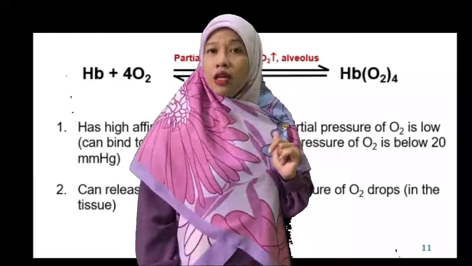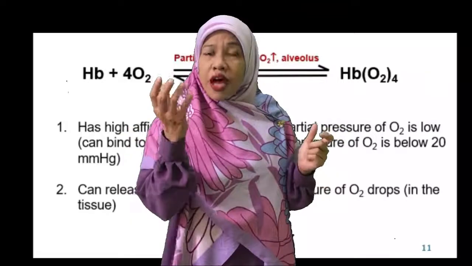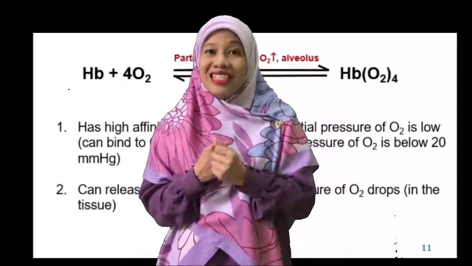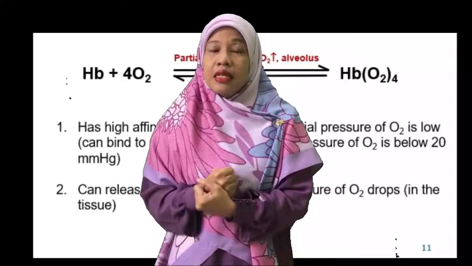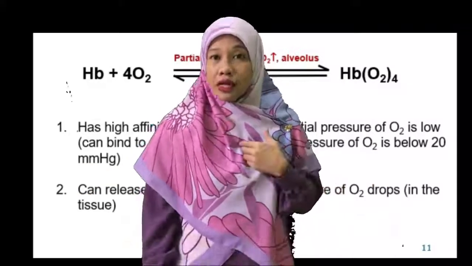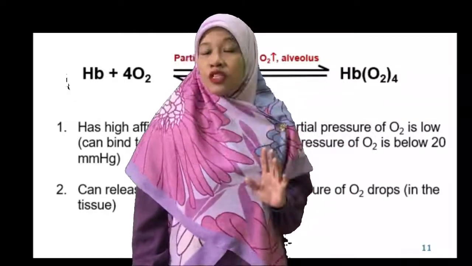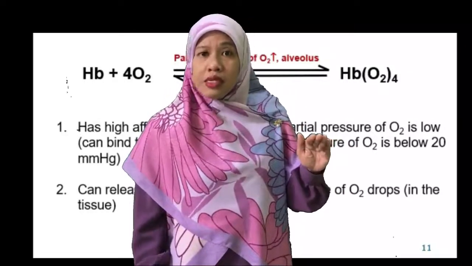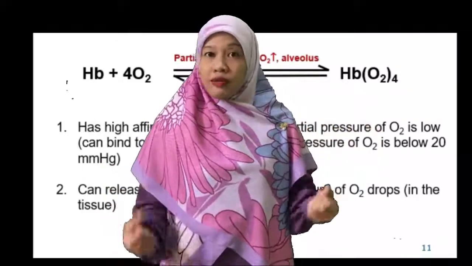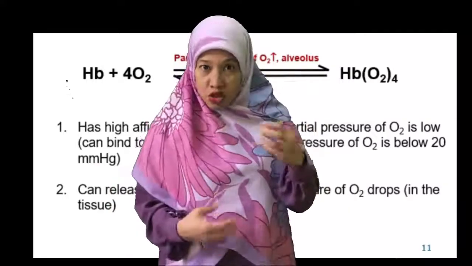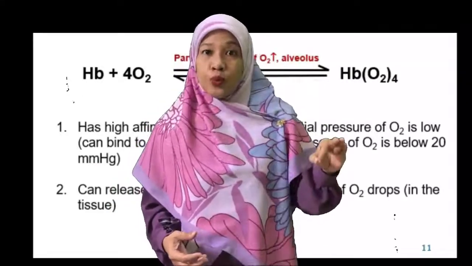This is also a very important characteristic because if the hemoglobin can only have high affinity to bind to the oxygen, but at the same time is not able to release the oxygen, how will our cells get the oxygen that they need? So when the partial pressure of oxygen drops, which usually occurs in our tissue because our tissue does cellular respiration, so it uses the oxygen, it causes the partial pressure of oxygen to fall in the tissue.